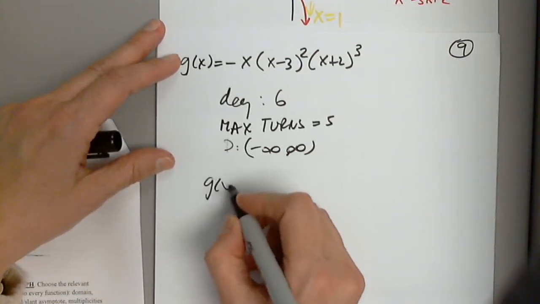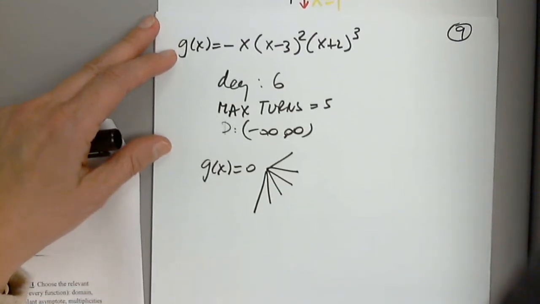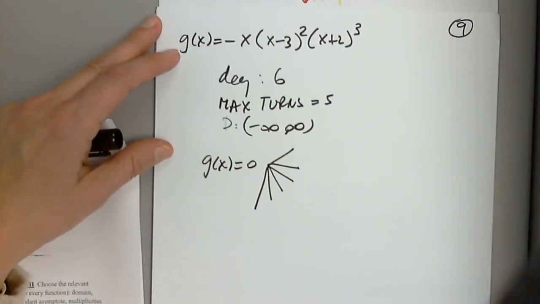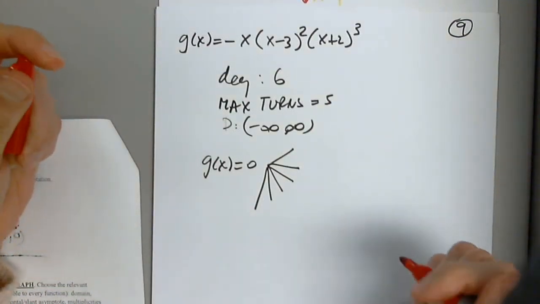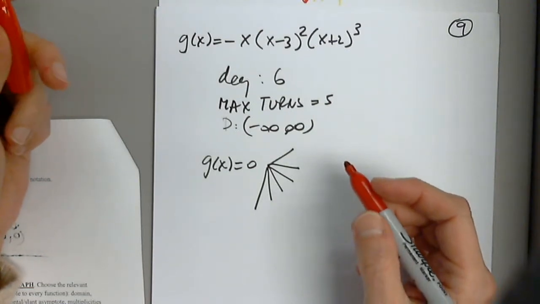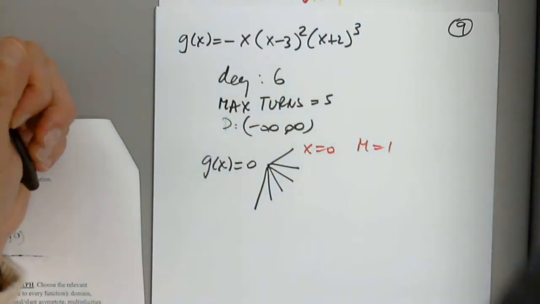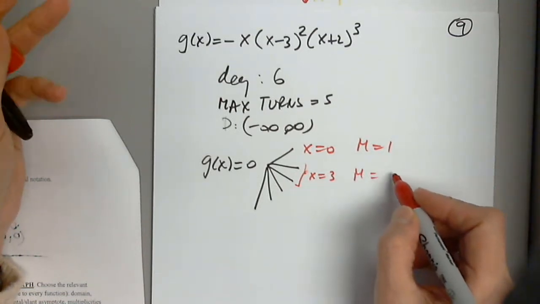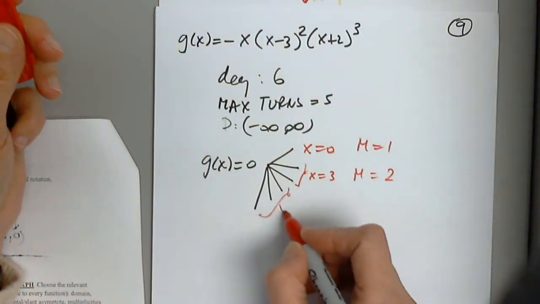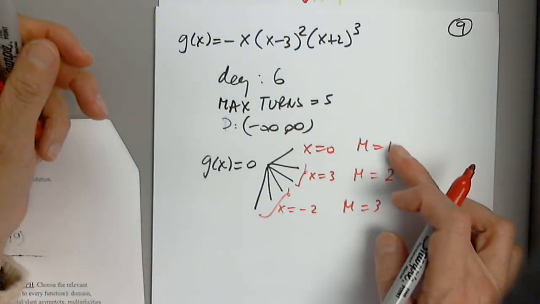Okay, so when I solve g of x equals 0, how many solutions do I get? 6. Thank you. So please give me those 6 solutions. x equals 0, multiplicity 1. Perfect. x equals 3, multiplicity 2. And x equals -2, multiplicity 3. Is 3 plus 2 plus 1, 6? Yeah. Okay, so we identified everything correctly.